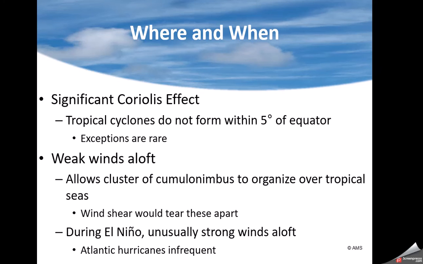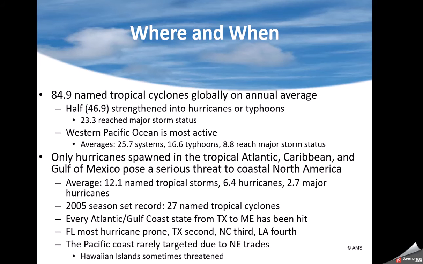So we know that during El Nino, winds pick up in the tropics, but La Nina tends to have lighter winds in the tropics. That's why La Nina tends to be a time of favorable tropical storms and hurricanes. There are 84.9 named tropical cyclones on average, so almost 85. And half of those strengthen into hurricanes. The Western Pacific actually averages more than anywhere else.